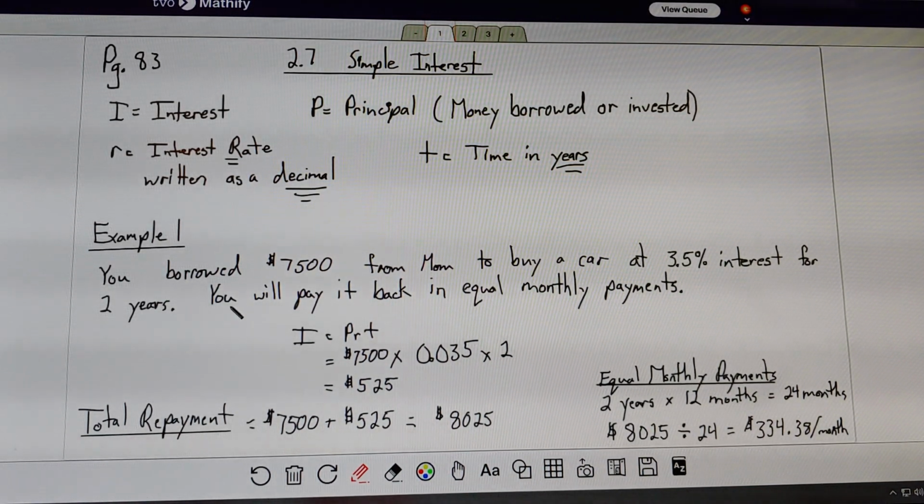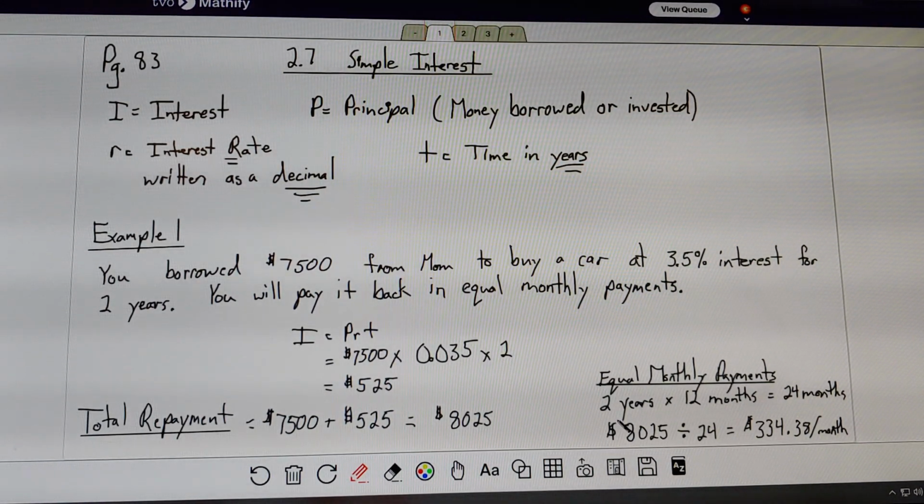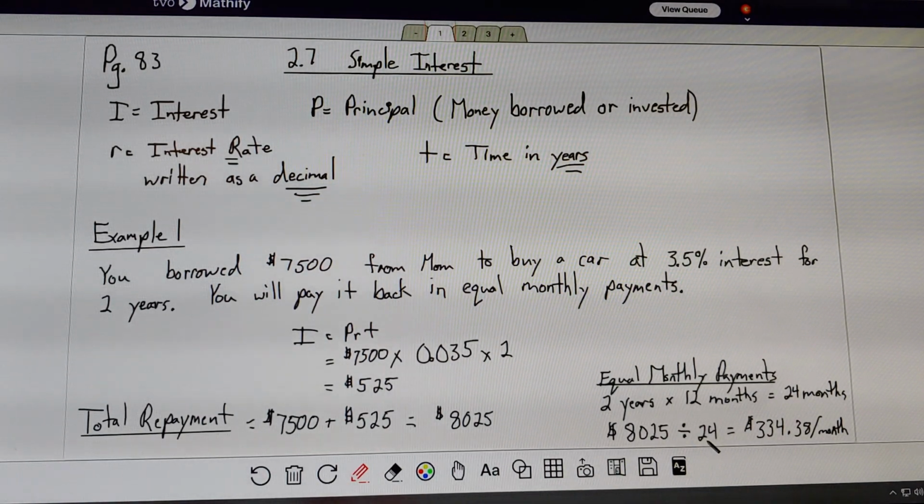Now, we remember at the beginning, we said you're going to pay this back in equal monthly payments. So equal monthly payments, we had the money for 2 years. There's 12 months in a year. So you've had that money for 24 months. So we're going to take the total that we have to pay back, principal and interest, and divide it equally in those 24 months. So that's $334.38 per month.